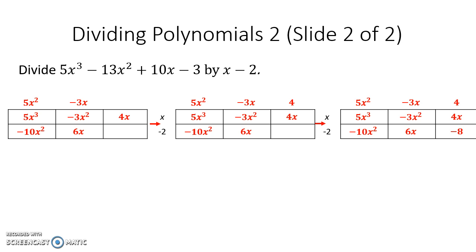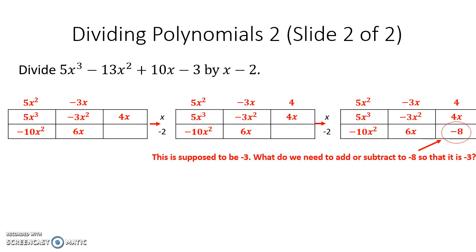So we'll go back. We've got 5x cubed. That's good. Our negative 10x squared and negative 3x squared adds to give negative 13x squared, which is what we need. That's great. Move on to our x's. 6x plus 4x gives us 10x. Great. So the only issue we're having is with that negative 8. Well, what can we do to turn negative 8 into negative 3?